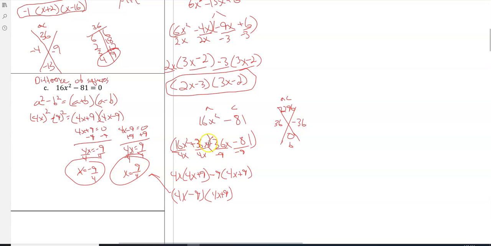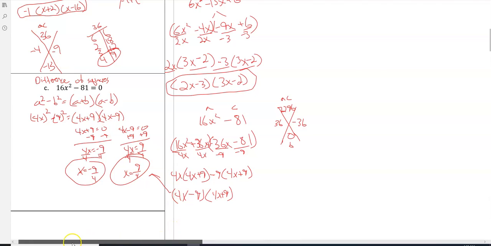But that would not be a fun way to do it. You'd rather just do the difference of squares on that one. And so that is number 3 on our review.